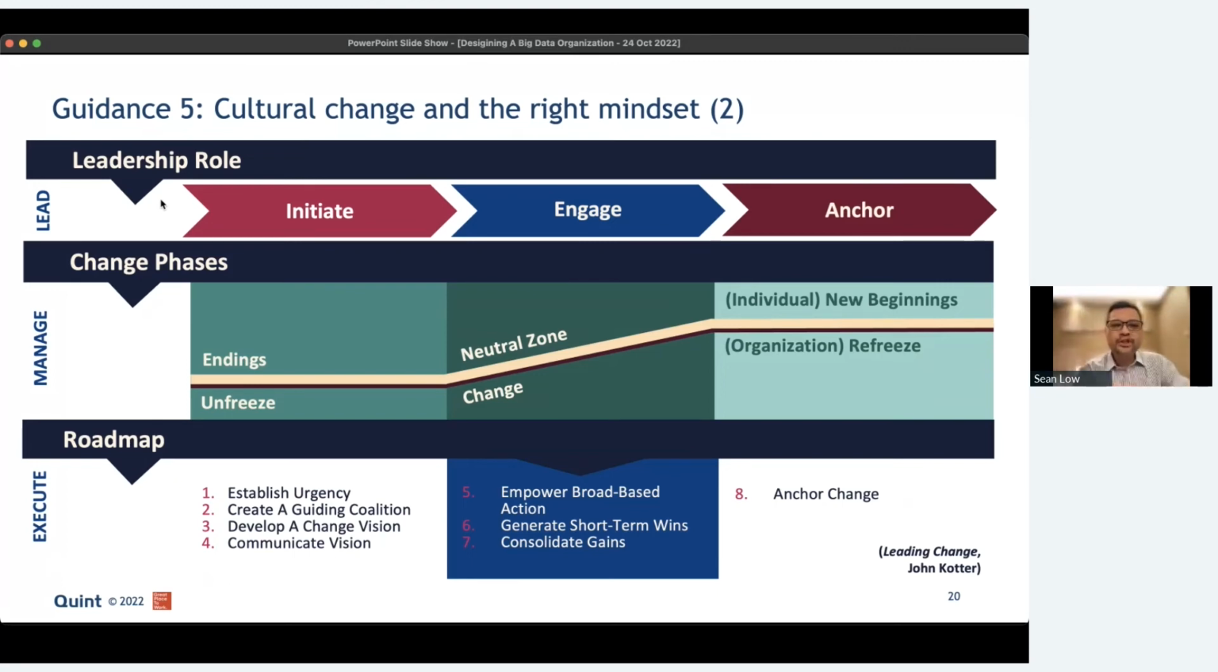If you look at the middle portion, that's where people will go through the change. So people need to have endings. That means they need to give up what they used to do, abandon it and let go, and then start journeying. So from endings, people need to move on to the neutral zone where the change happens. And this is where the leaders will engage with them as they adopt the new way of working. And then this will lead people to the new beginnings where they adopt the new mindset, right?